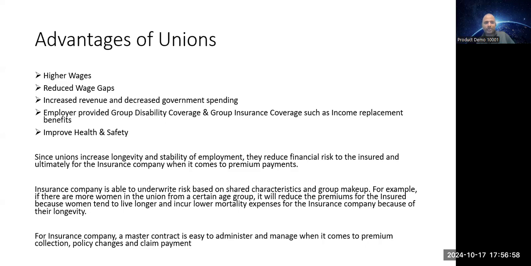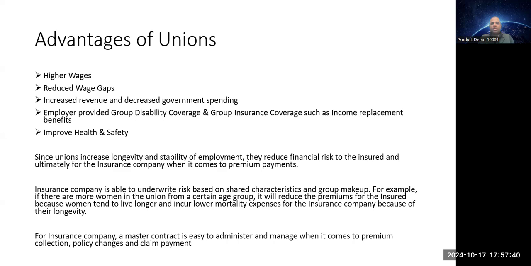Okay, some of the advantages of unions: the higher wages, reduced wage gaps, increased revenue, employer provided group disability coverage, improved health and safety, so on and so forth. Okay, now since these unions also bump up your longevity and stability of employment, they reduce financial risk to the insured and ultimately for the insurance company when it comes to premium payments. Okay, the more stable your job is, the more stable your finance. And the more stable your finance, the more stable your bank account. Okay, the insurance company can be rest assured that the premiums will be paid on time.